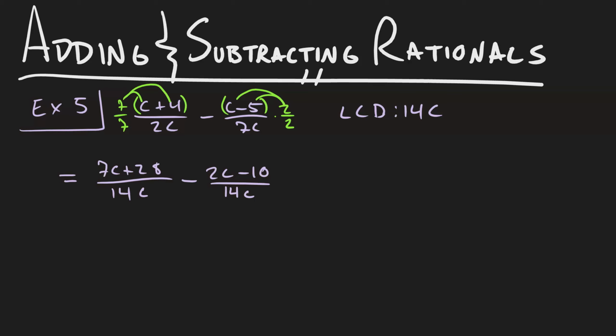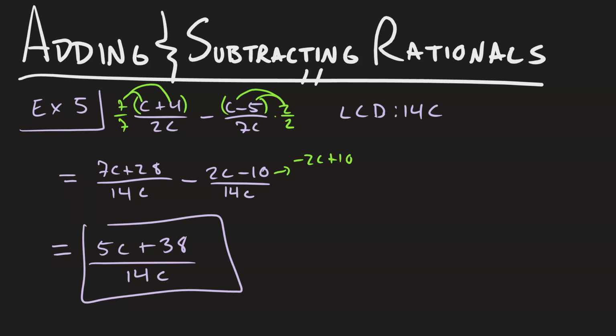So now that we've multiplied out our numerators, let's go ahead and subtract these. Now, of course, you're going to have to be careful because 2c minus 10 is going to be subtracted, meaning that we're going to have a negative 2c and a positive 10. So our combined fraction is going to look like 5c plus 38 over 14c, which cannot be simplified, so this is where we finish.